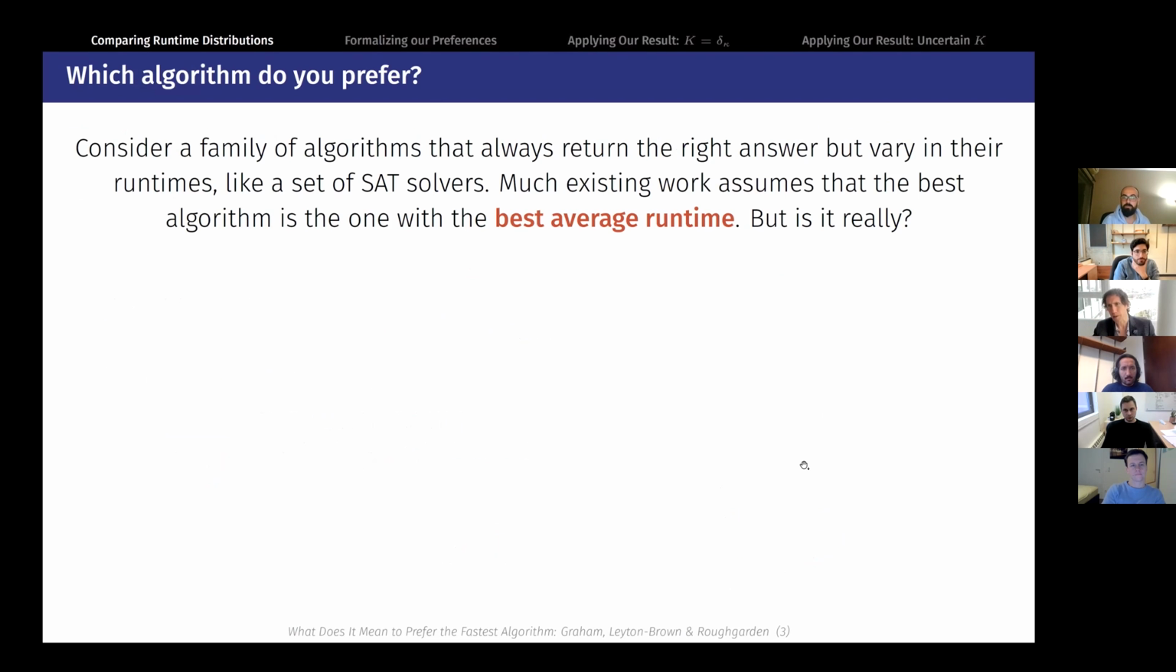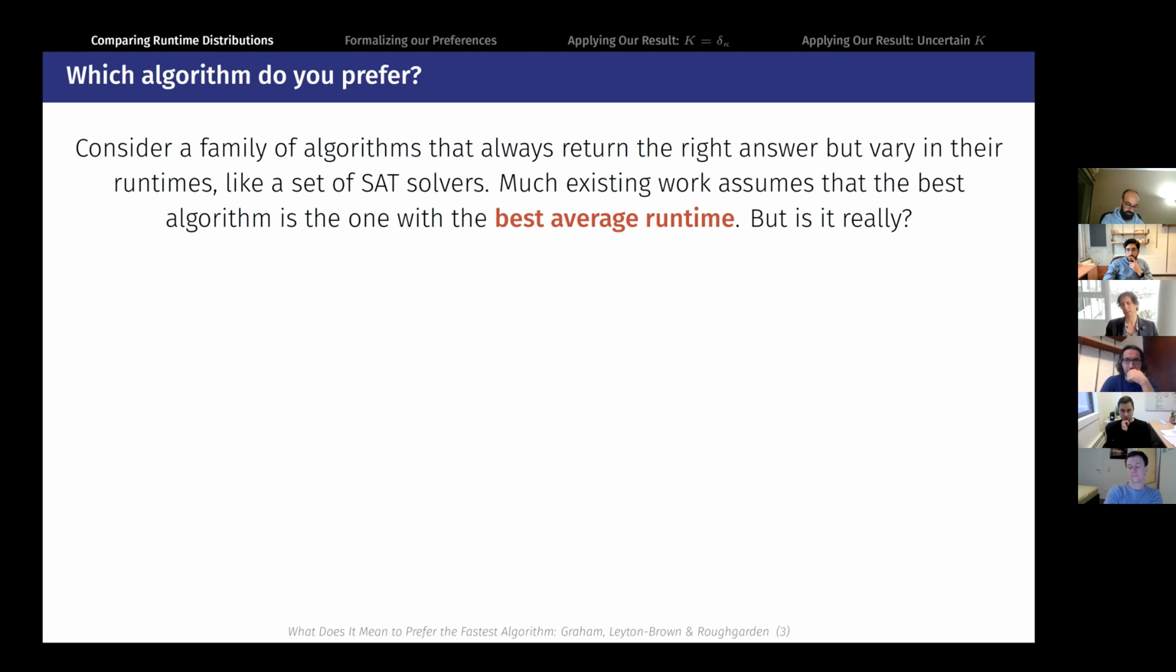So I want to begin by asking, which algorithm should you prefer if you have a family of algorithms that always return the right answer, but that vary in their runtimes, like a set of SAT solvers? I don't want to think at all about algorithms where you get better and better solutions the longer you run them. I want to just really think about algorithms that always do the right thing, but sometimes they take a long time to run, sometimes they take a short time to run, maybe they're randomized.